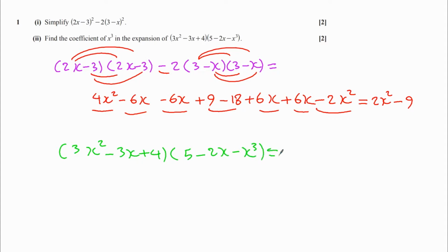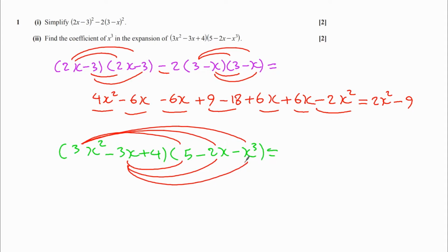So if I'm looking for just the coefficient of x³, I know that if I expand this, I need to multiply each term by all of the terms in the next bracket. So in total I have 9 multiplications to do, but I don't need to do all of them because I'm only looking for the ones that give me x³. 3x² times 5 is definitely not x³, it's x². But 3x² times minus 2x would give me x³.